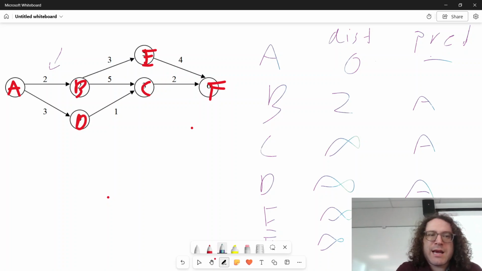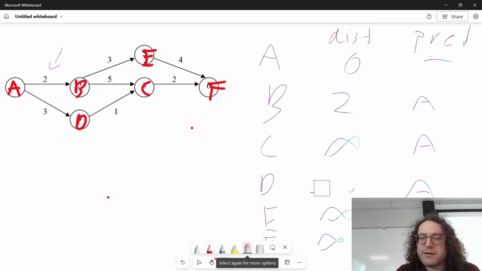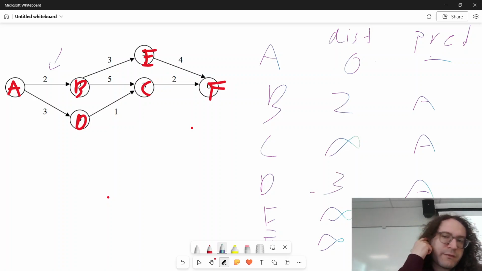Okay. Next, A to D. Does the cost to get to A, 0, plus the cost to use this edge, 3, is that less than infinity? Because infinity is what's already there. Yes. Okay. So we've resolved that.